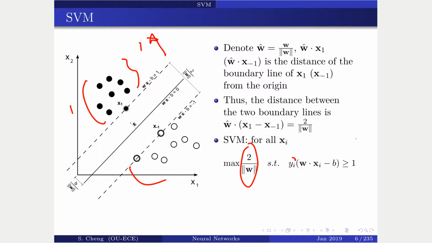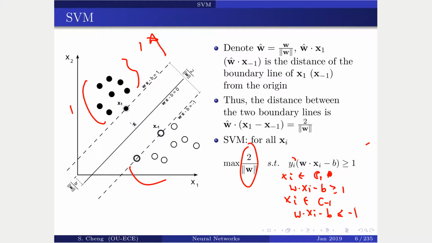What I mean is, if xi belongs to class 1, then I should have W times xi minus b bigger than or equal to 1. And if xi is in class minus 1, then I should have W xi minus b less than or equal to minus 1.